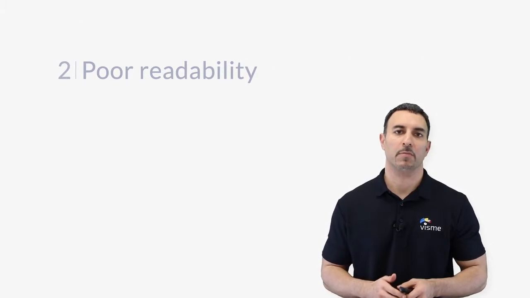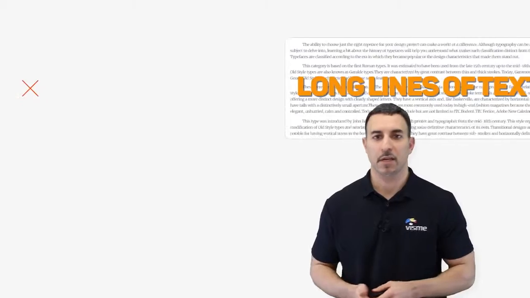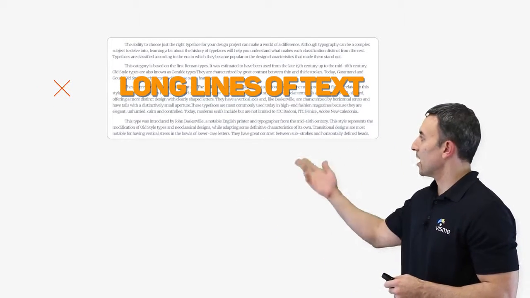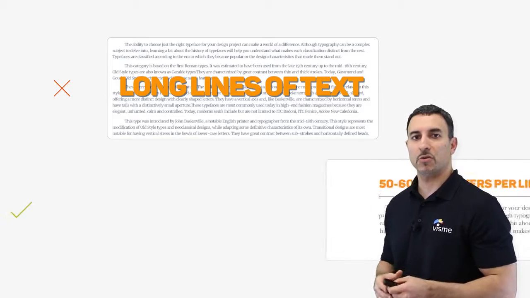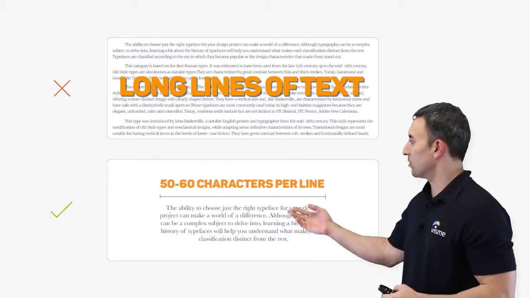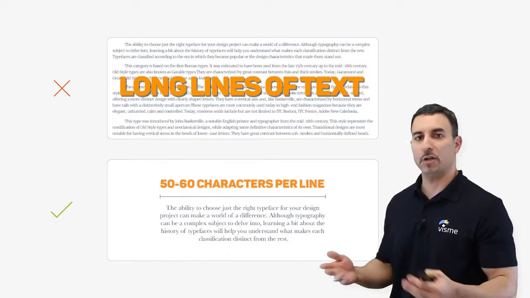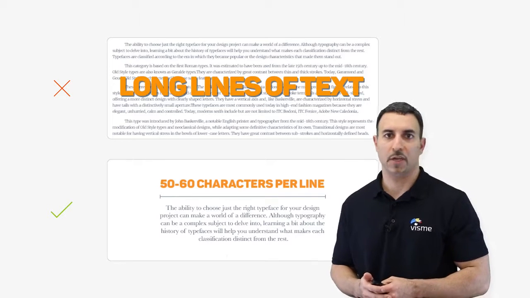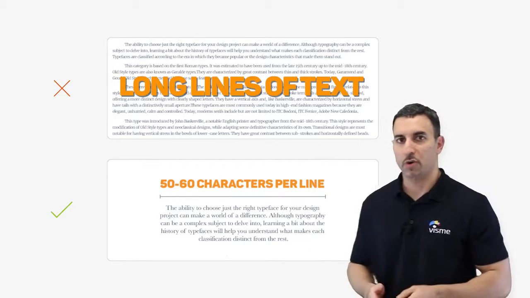Number 2 is poor readability. Now with poor readability, one of the other mistakes is too much text. Too many lines of text, and also the user is basically filling up their page. If you look here at the bottom example, 50 to 60 characters per line is what you want to shoot for. Think of it as approximately 2 or 3 tweets put together, and keep your paragraphs very short.